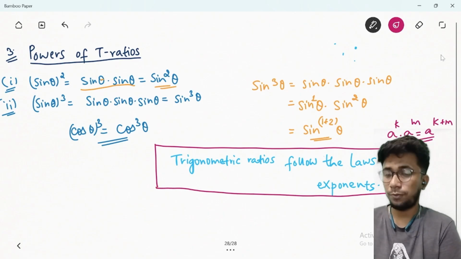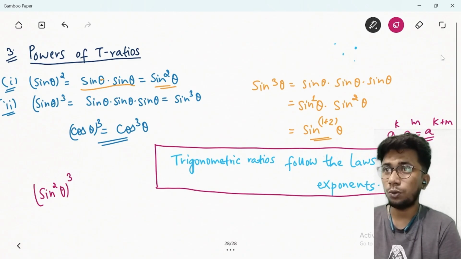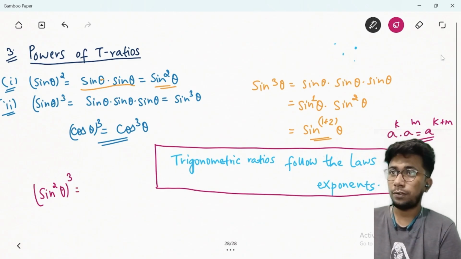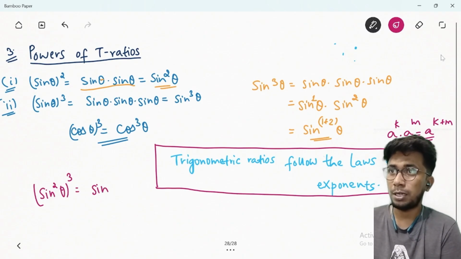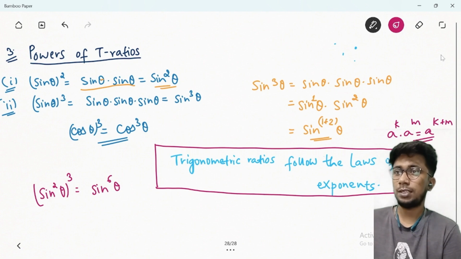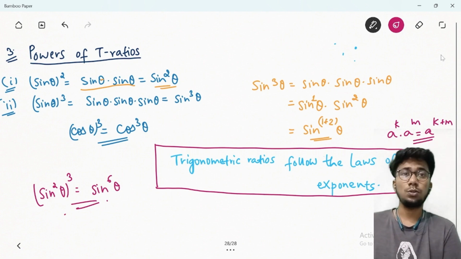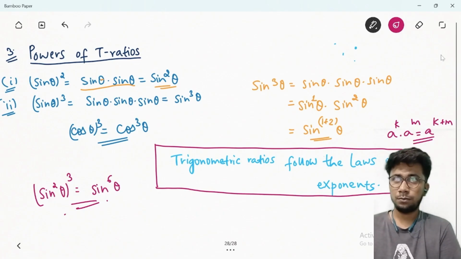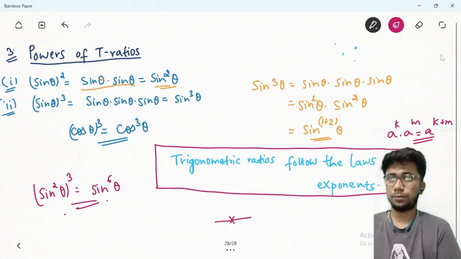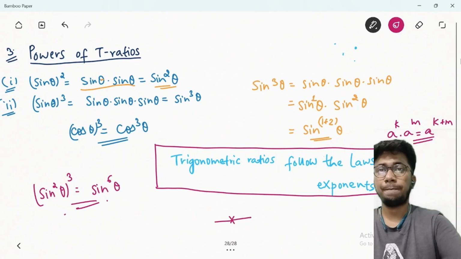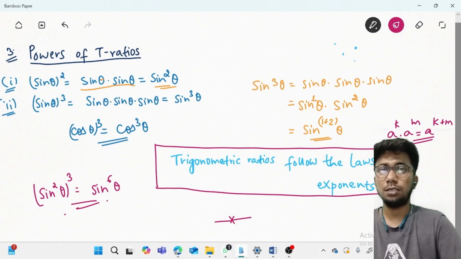That means if we have sin square theta whole cube, then it will be sin, this will be multiplied, 6 theta. Fine. So ये भी एक important result था. This will also help you in problem solving. Now move on to our next relation.